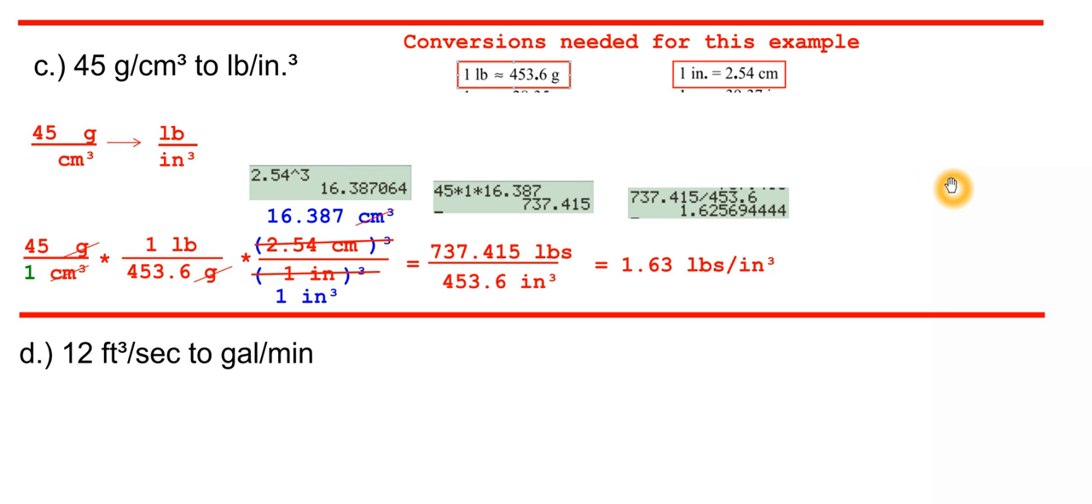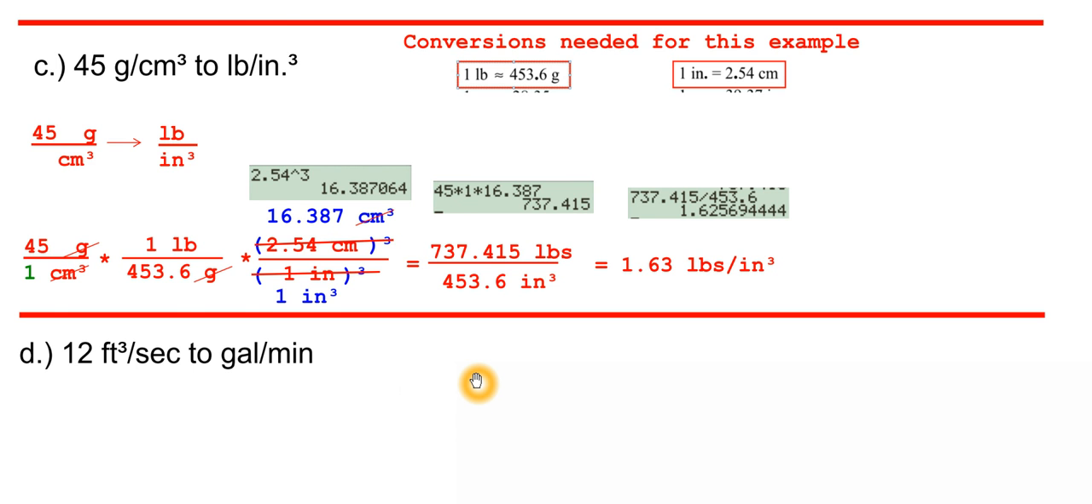Okay, so proceeding on with our dimensional analysis. In this case, I'm doing D, which is 12 feet cubed per second to gallons per minute. Previously, we had worked in C, which was grams per centimeter cubed to pounds per inch cubed. Something to be aware of: this one was talking about volume. This one's also talking about volume because we have feet cubed and gallons are volume. But it's also talking about minutes and seconds, which are time.